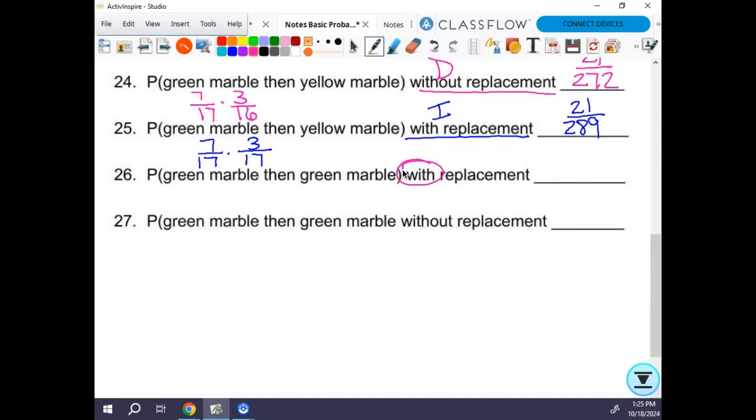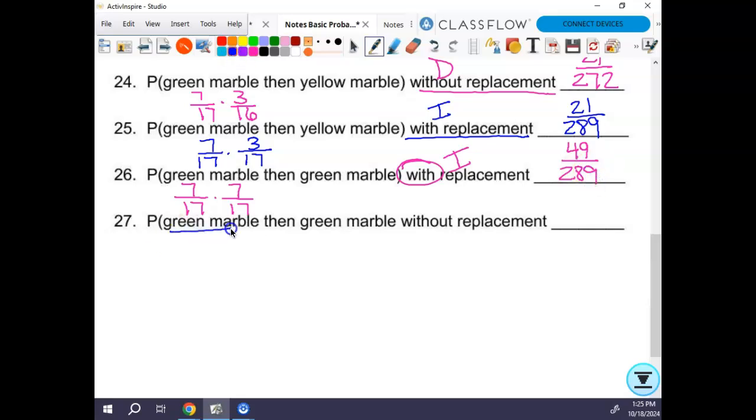Green marble, then green marble with replacement. Okay? So how many greens are there? 7 out of 17 times with replacement would also be 7 out of 17. Because, again, this is independent, and this would be 49 over 289. These didn't reduce any, just straight up multiplied.